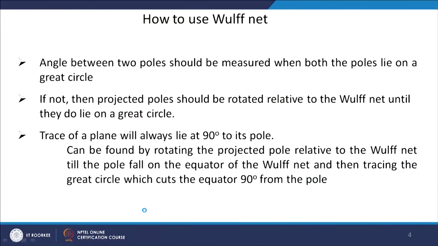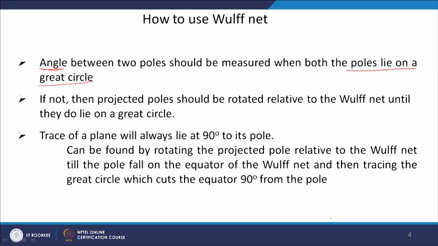Now, how to use the Wulff net which we have seen earlier to plot this standard stereographic projection. Whenever you want to measure the angle between two poles, it should be measured when both the poles lie on a great circle. Why do we want to measure only on a great circle? Because only the great circles have their center and the center of the sphere coinciding. That is why when you measure any angle on the great circle, it will be a true angle, because both the centers are coinciding.